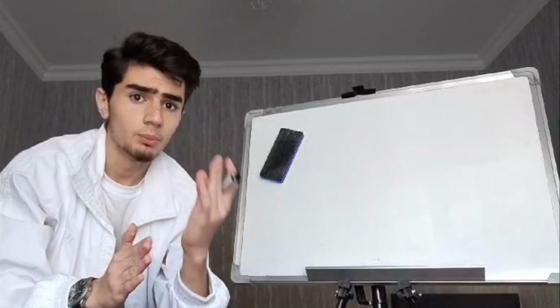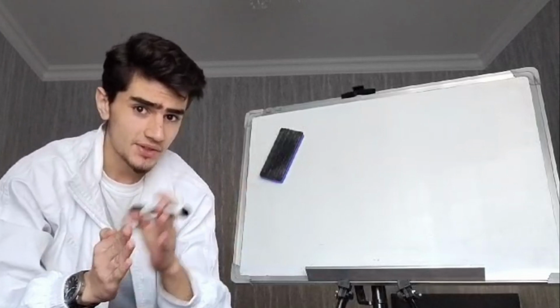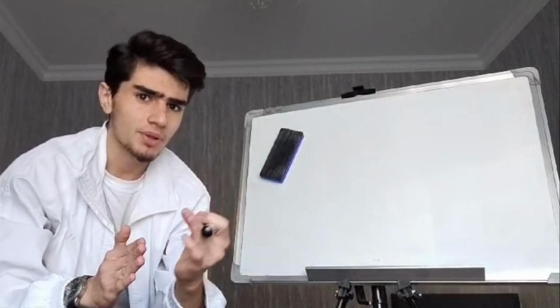Today we're diving into two important concepts in optics, spherical aberration and chromatic aberration. Alright, let's start with spherical aberration. Now imagine a simple convex lens.